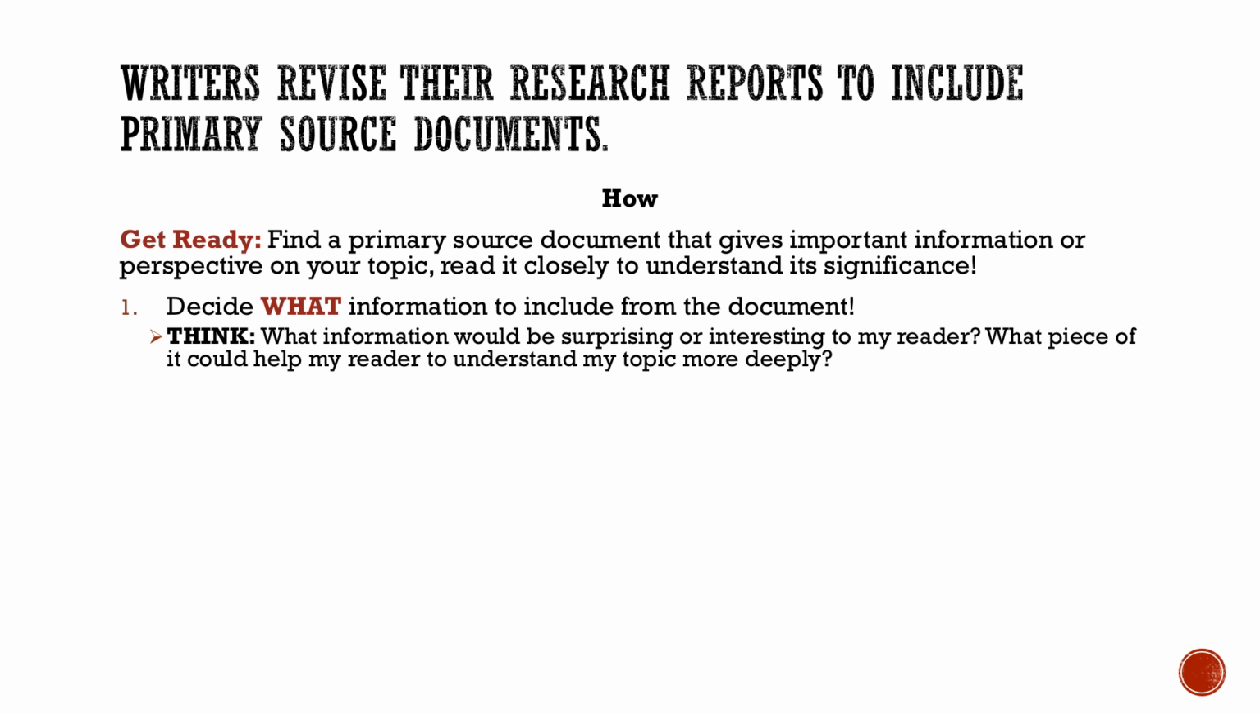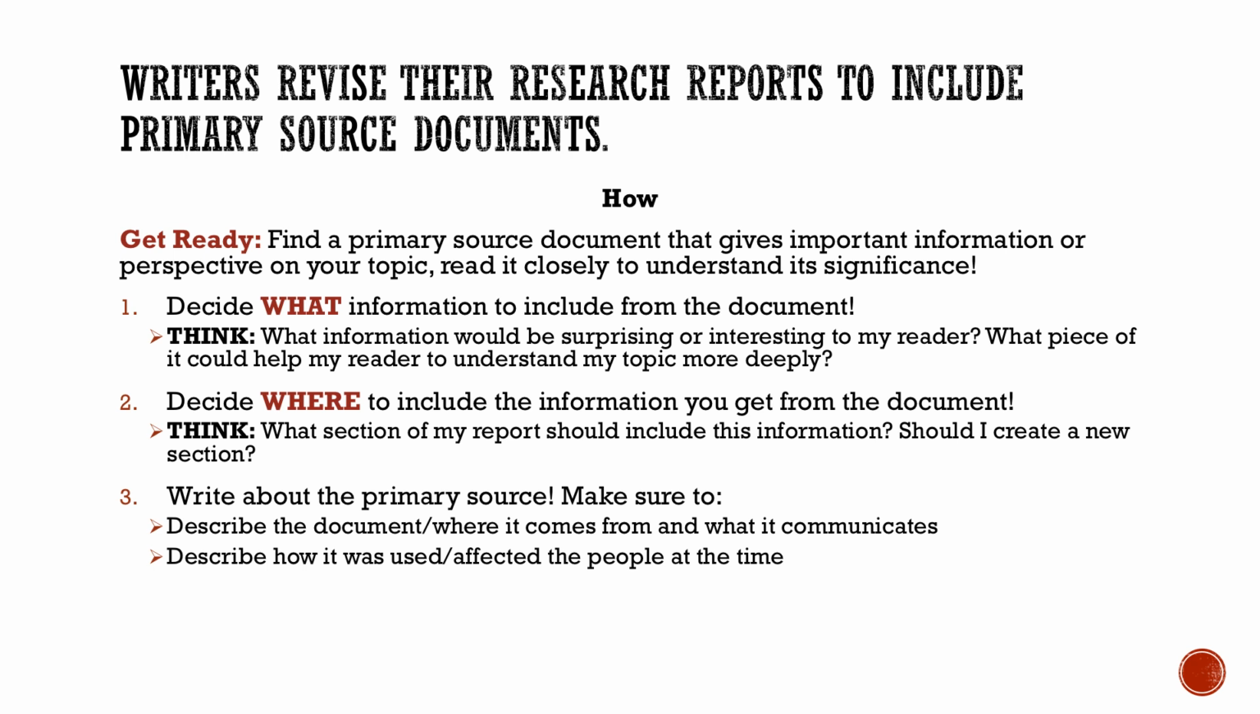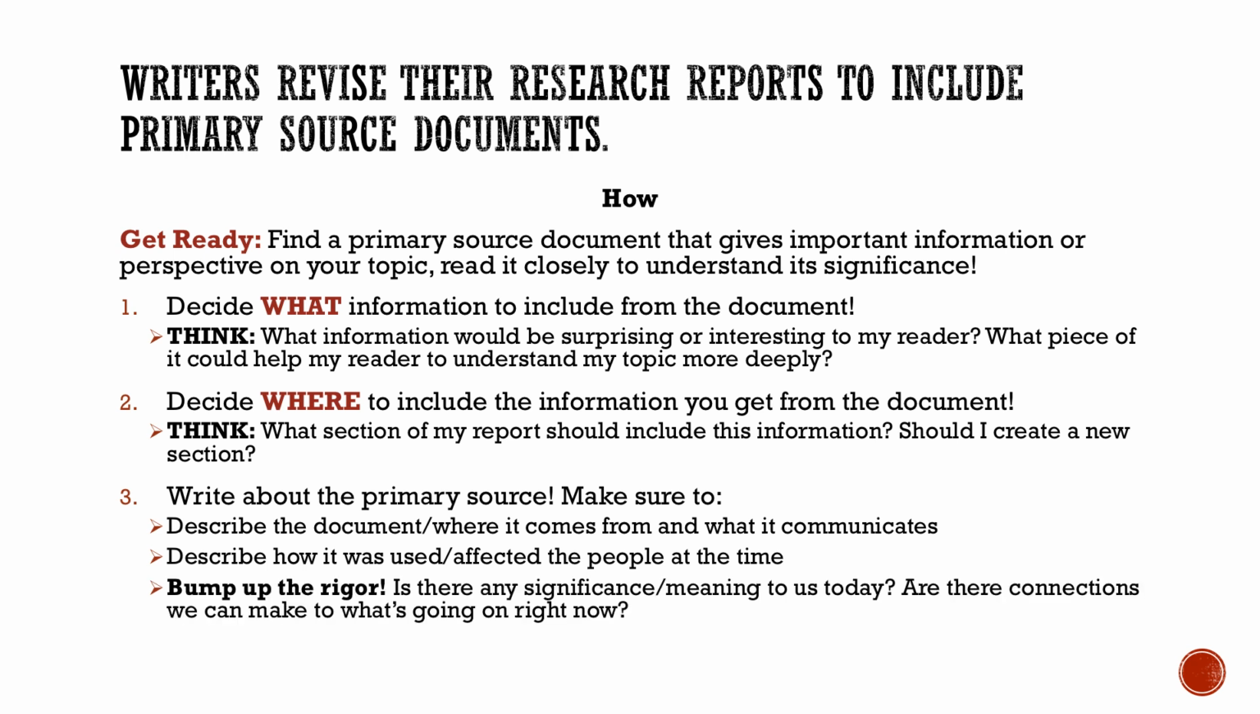So the first thing you need to do once you have that primary source document is decide what information to include from the document. Okay, and they've given you some things to think about there. You need to decide where you're going to include the information from that document. And I'm going to give you some ideas for what to think about in order to make that choice. And then you need to write about it. And so that's the 3 steps that we're going to be doing today. And I'm going to model for you with my own writing. All right, let's get started.